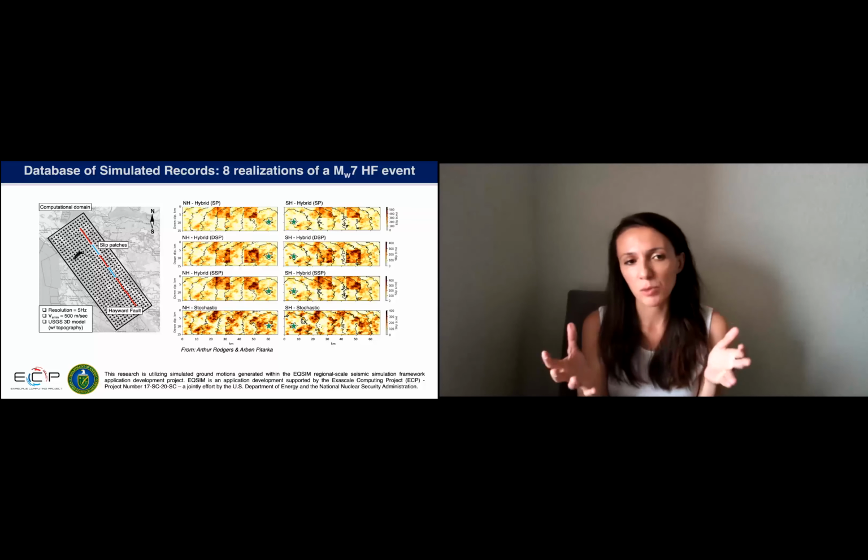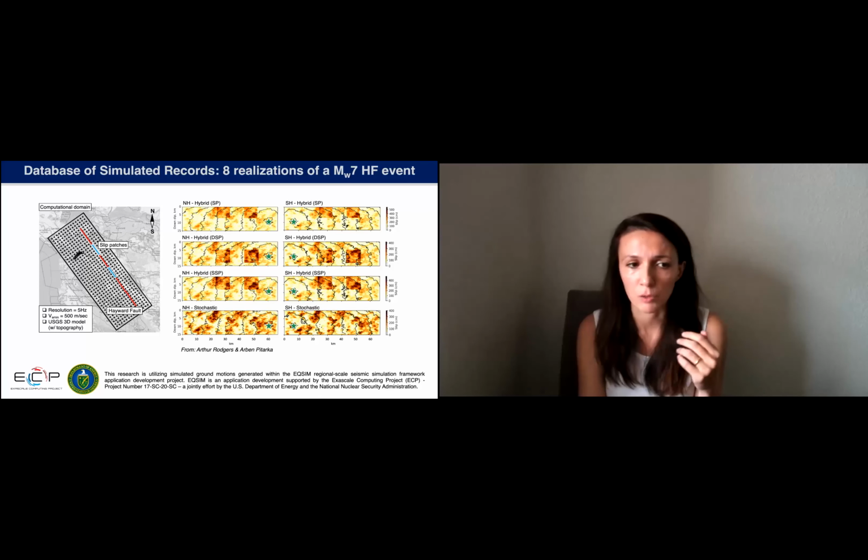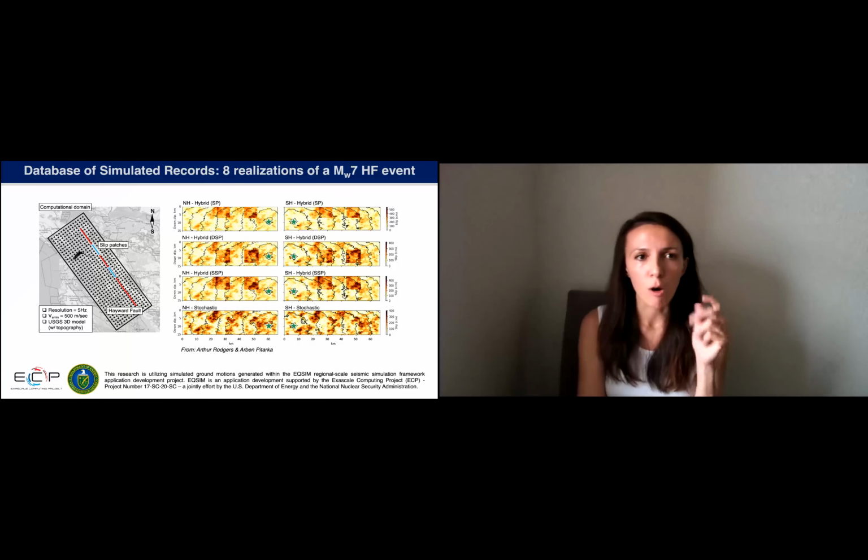So at the end, this led to a database of about 4,400 records in the component parallel to the fault, and 4,400 records in the component normal to the fault rupture. Now, let's start from step number one.